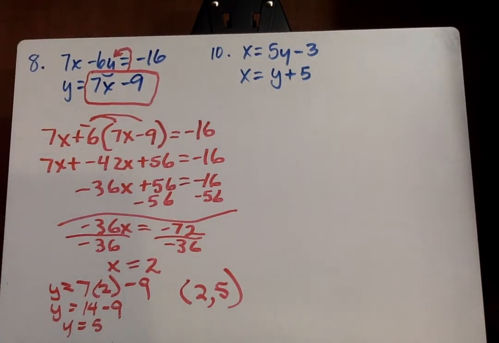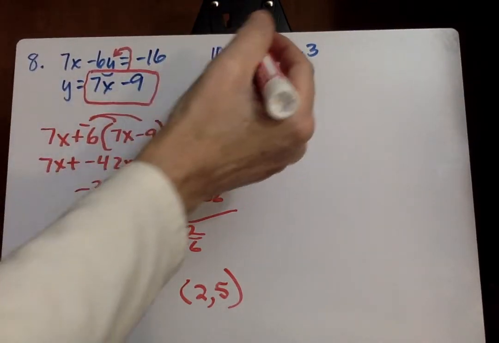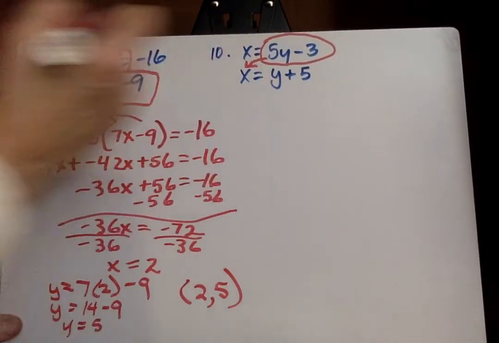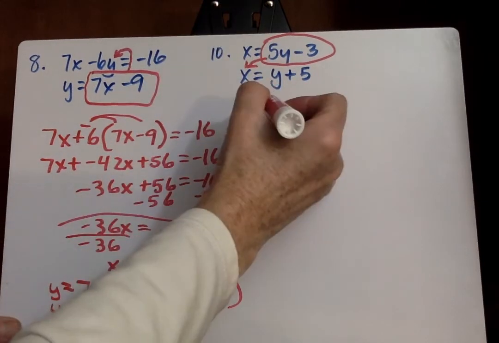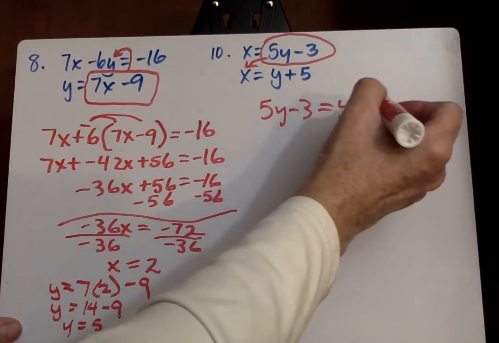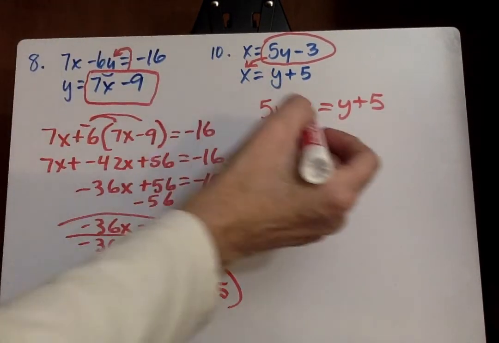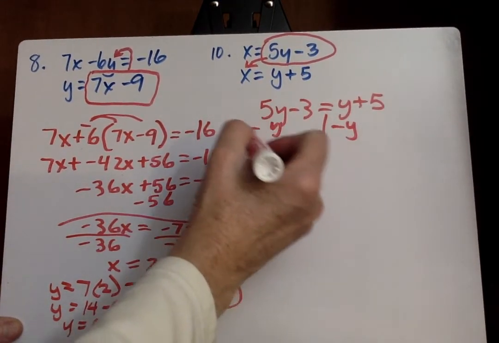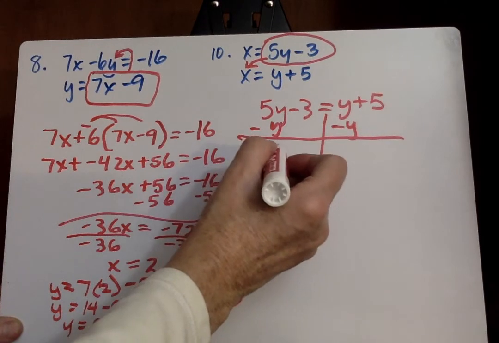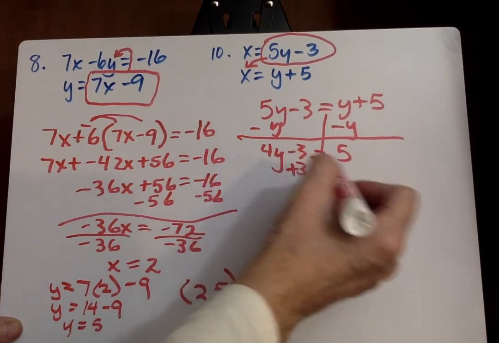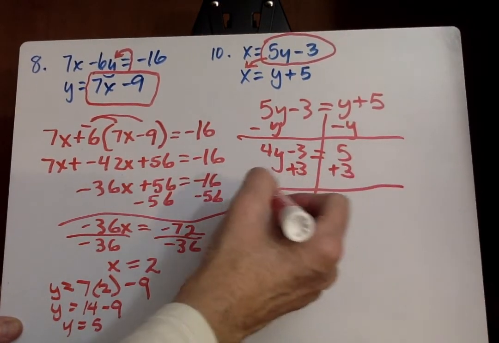Okay, now 10 looks a little bit suspicious here with both of them solved for x. What do you do now? Well, we just decide to take one of them here and we substitute it for that x down there. So I take this whole thing, 5y minus 3 equals y plus 5. Okay, now we can draw a line down the equal sign. We're going to get the y's all on the same side. 4y minus 3 equals 5. Get the constants on the other side.